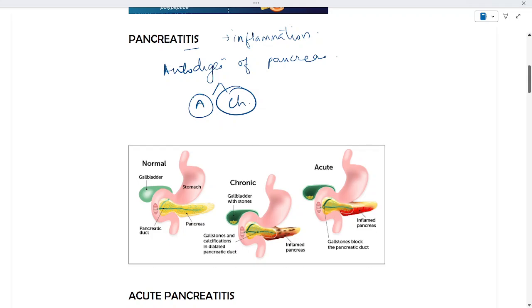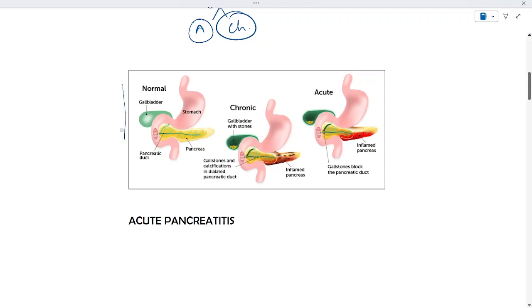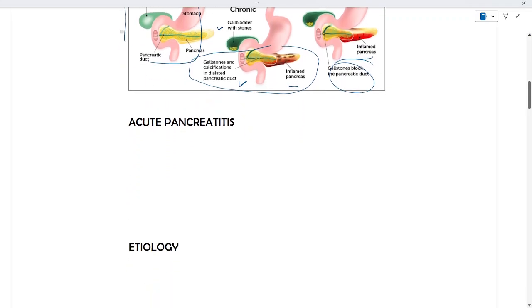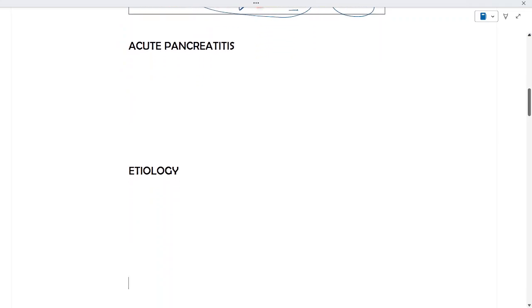This is the picture presentation showing the normal pancreas, normal structure. The acute presentation with inflamed pancreas and where gallstones are blocking the pancreatic duct. And this is again the chronic condition where there is calcification seen in the dilated pancreatic duct, gallbladder with stones and inflamed pancreas. Now let us see what is acute pancreatitis. Acute pancreatitis is an acute inflammatory process of the pancreas, and the degree of inflammation varies from mild edema to severe hemorrhagic edema.